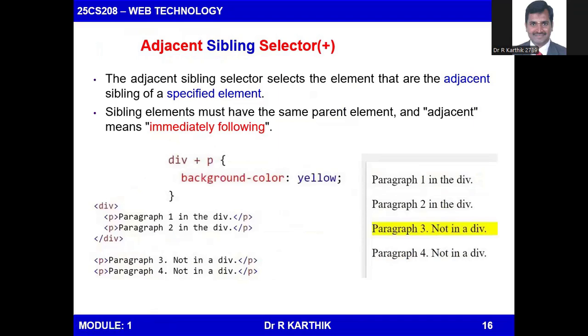Then the adjacent sibling selector selects the element immediately following another element. For example, after this division, the immediate follower will get the CSS property and value. Here you can see that paragraph 1 and 2 are part of the division, but they are not mentioned in the sibling selector. Only after this plus, that particular line alone will be highlighted.